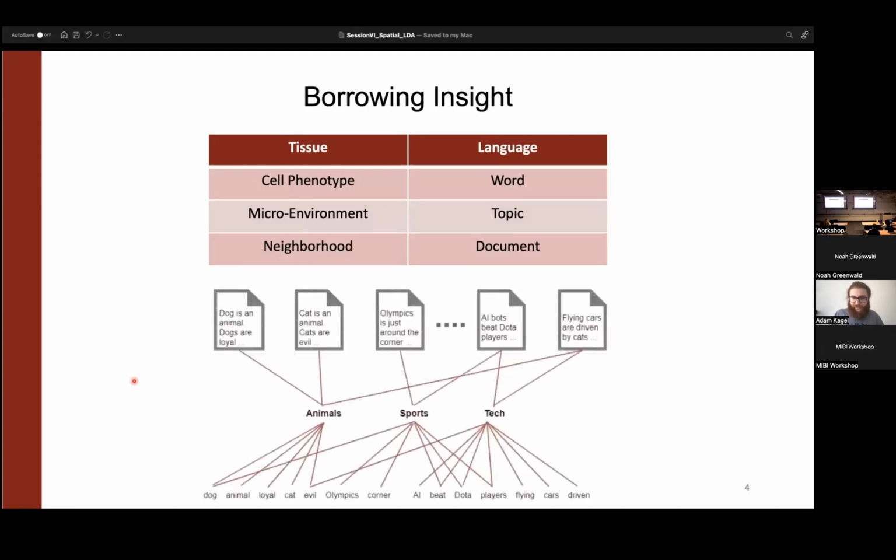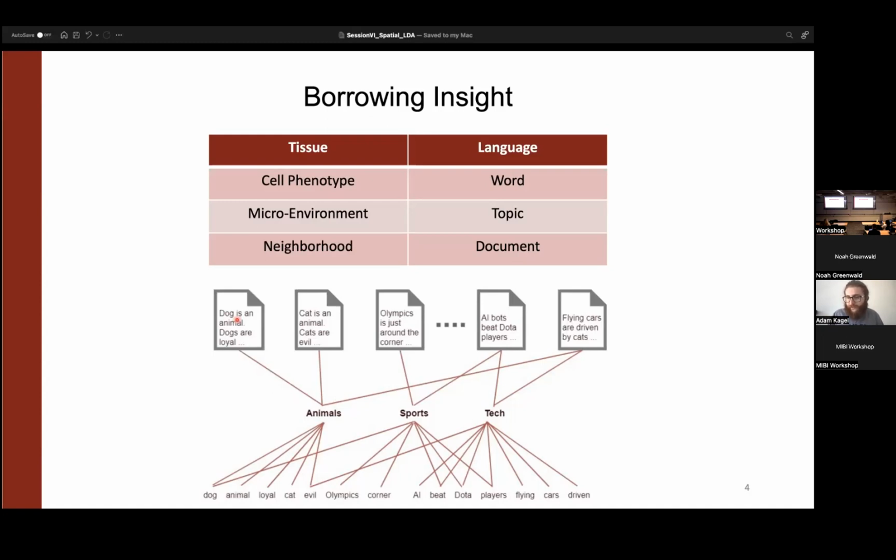A more visual picture of this can be seen here, with some anti-cat bias that I'm upset about, but a graphic's a graphic. Here you can see that documents can actually have multiple topics, which makes sense. Flying cars are driven by cats. That's about tech and animals. These topics are essentially defined by their word preference, and words can also share topic preference as well. Our goal is to construct this representation from just whatever set of documents we're given. We want to construct our topics given whatever words we have in these documents.